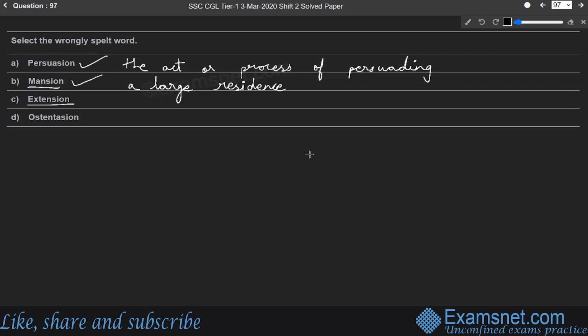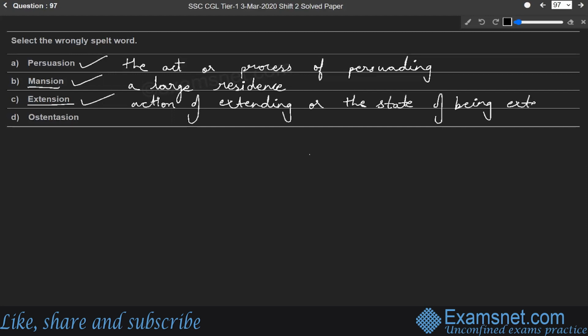Third option is extension. Extension also has the correct spelling, and the meaning of the word extension is action of extending or the state of being extended. In simple words, it can be postponed. Okay. Now the last option is ostentation.